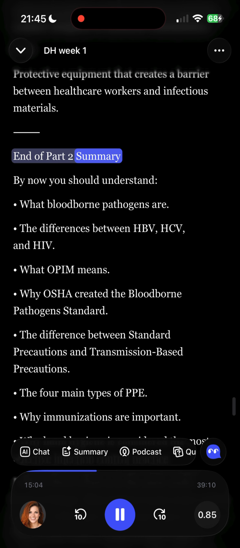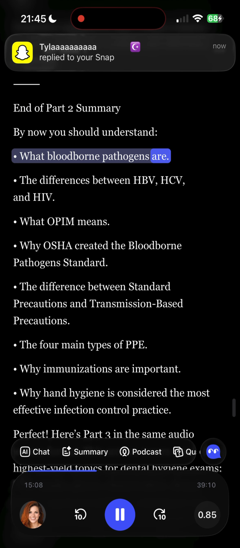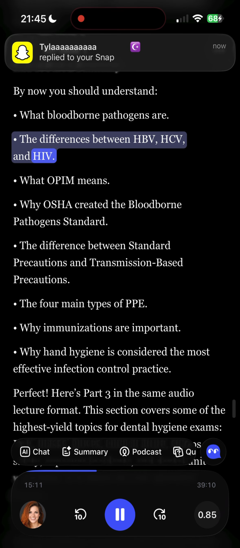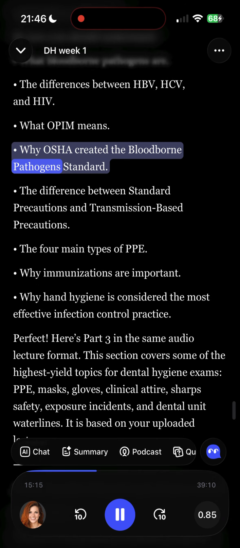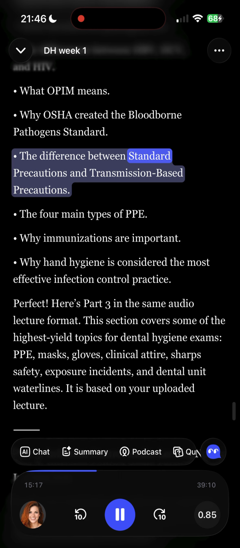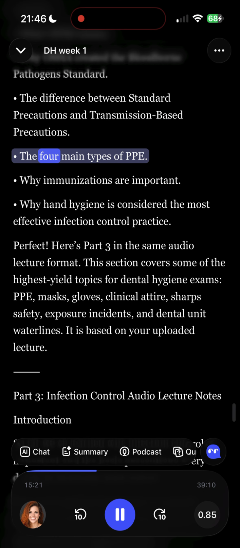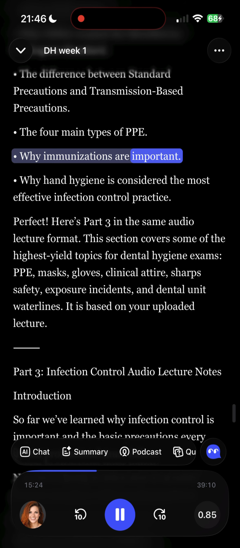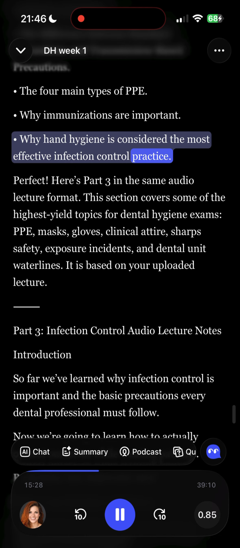End of Part 2 summary. By now you should understand what blood-borne pathogens are, the differences between HBV, HCV, and HIV, what OPIM means, why OSHA created the blood-borne pathogen standard, the difference between standard precautions and transmission-based precautions. The 4 main types of PPE. Why immunizations are important. Why hand hygiene is considered the most effective infection control practice.